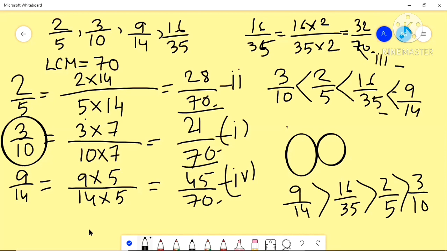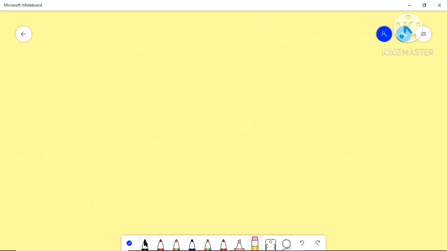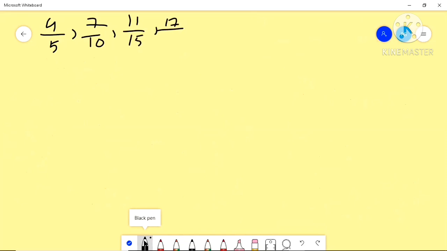So it's very easy. So let us do one more example. Let me do one more example. Suppose 4 by 5, 7 by 10, 11 by 15, 17 by 20. So what we are going to do first?